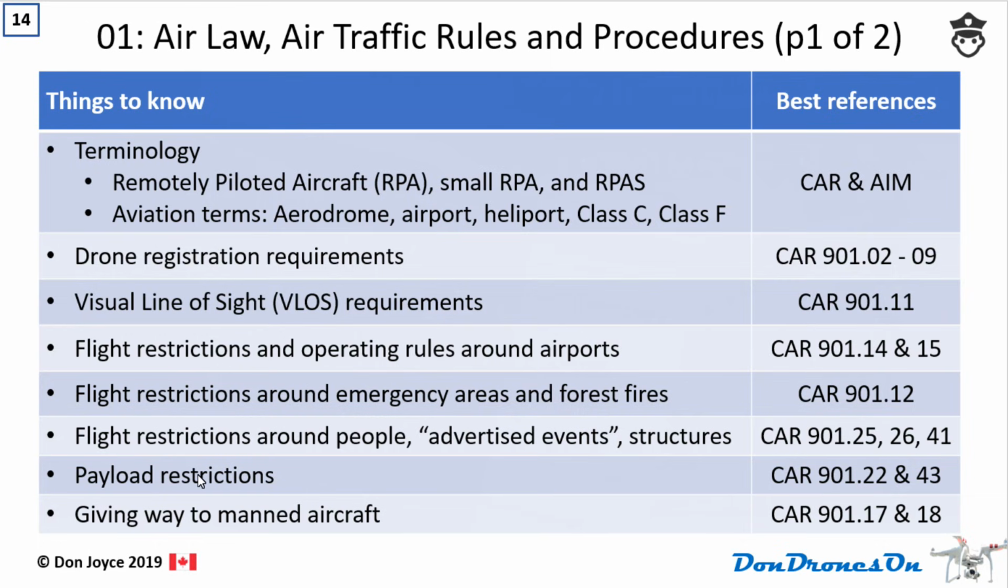Another topic that's kind of slid in there on rules 22 and 43 are around payload restrictions. So you can't fly with a squirrel on board, and you can't carry around firecrackers or anything flammable and stuff like that, other than fuel, obviously. And probably a pretty fundamental thing is that you must give way or yield to any manned aircraft. So if you're in the way, you get out of the way.